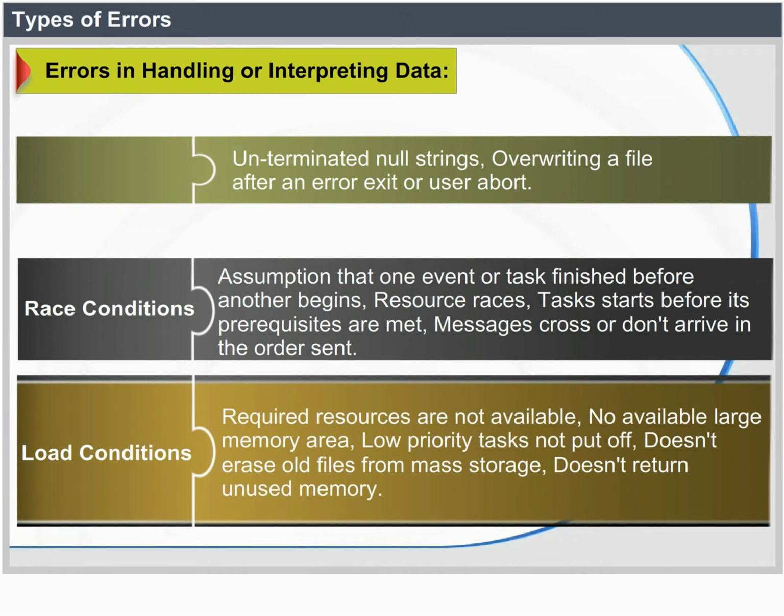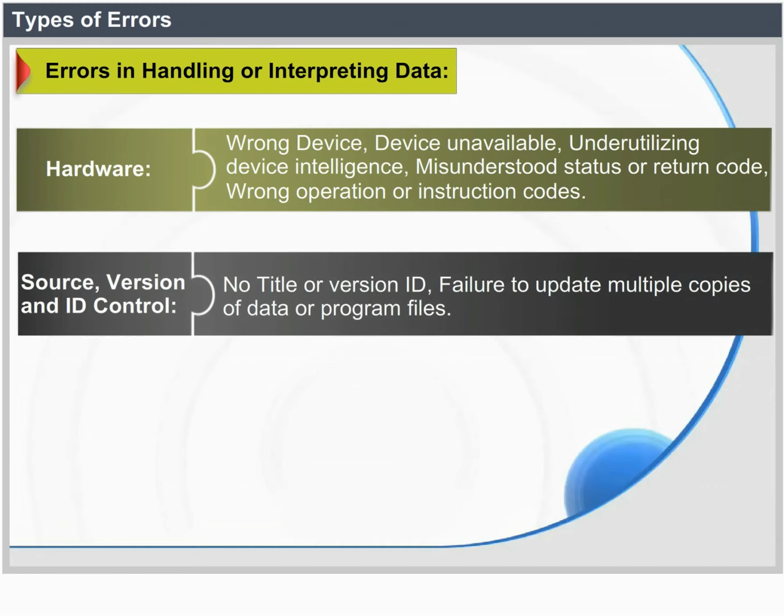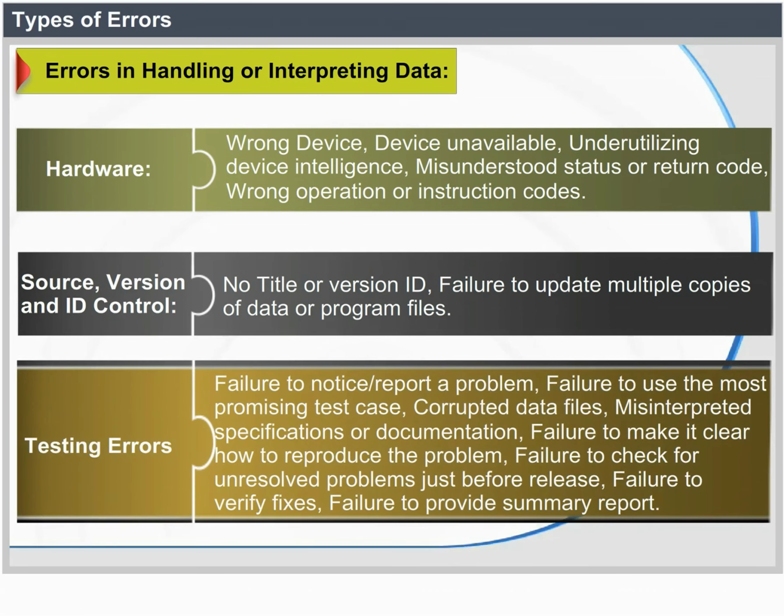Hardware: wrong device, device unavailable, underutilizing device intelligence, misunderstood status or return code, wrong operation or instruction codes. Source, version and ID control: no title or version ID, failure to update multiple copies of data or program files. Testing errors: failure to notice or report a problem, failure to use the most promising test case, corrupted data files, misinterpreted specifications or documentation, failure to make it clear how to reproduce a problem, failure to check the unresolved problems just before release, failure to verify fixes, failure to provide a summary report.